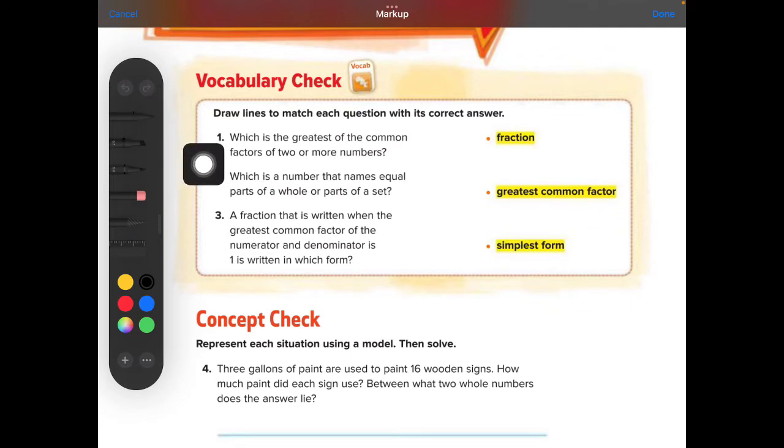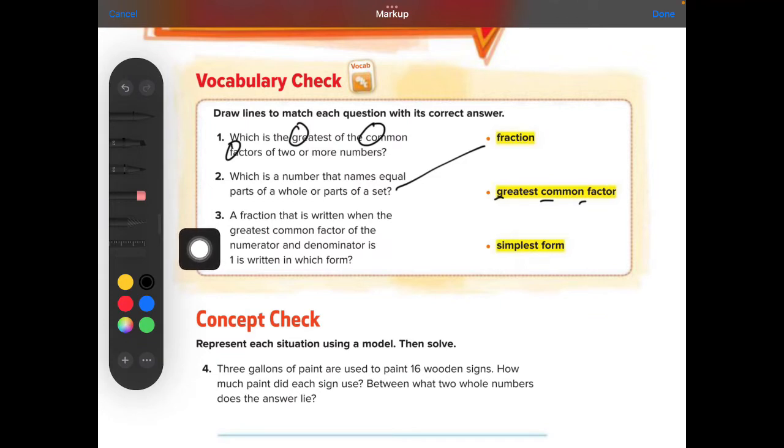Number 1, which is the greatest of the common factors of two or more numbers? I'm going to give you a clue. GCF. That should help you out. Number 2, which is a number that names equal parts of a whole or part of a set? Yep, fraction.